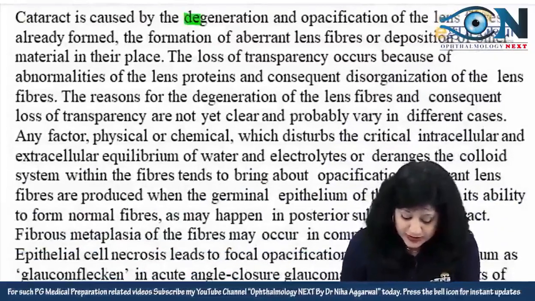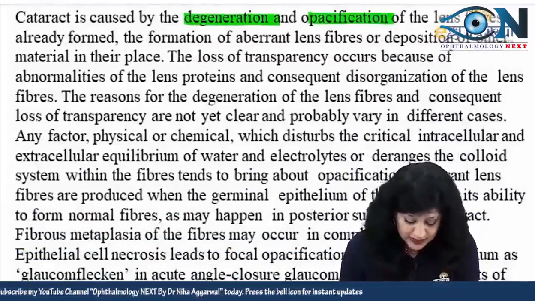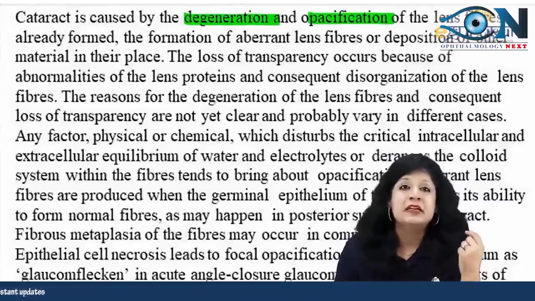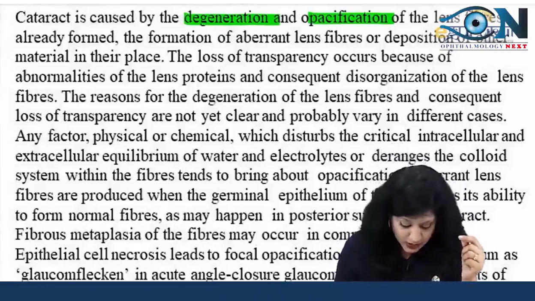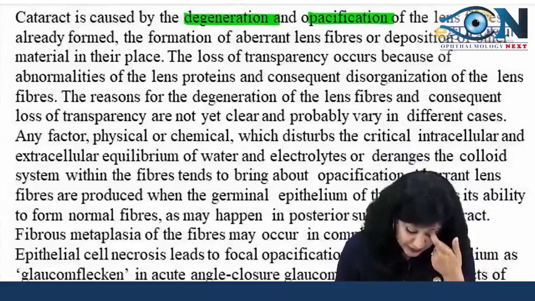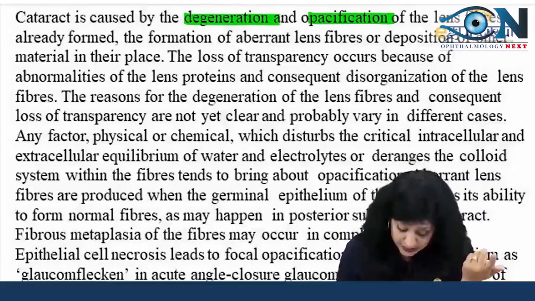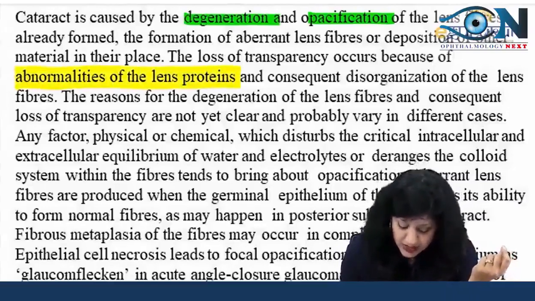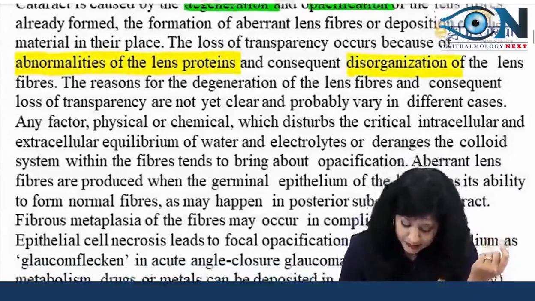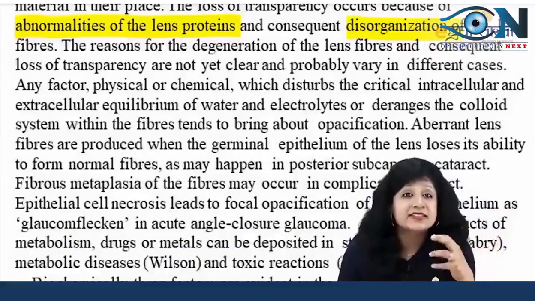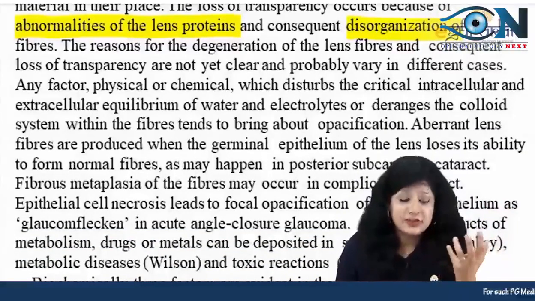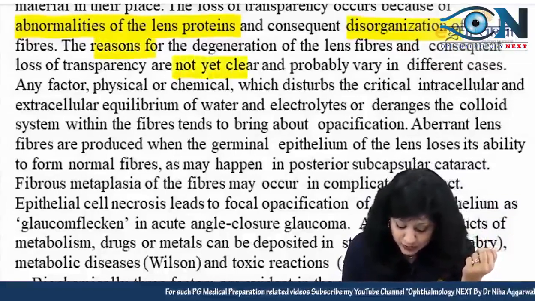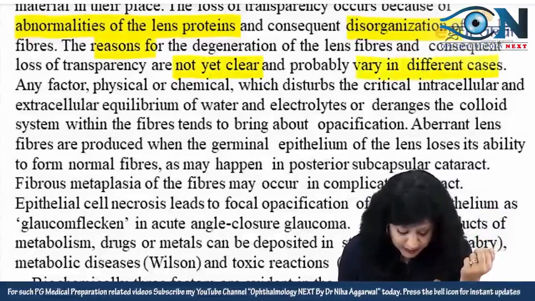Cataract is caused by the degeneration and opacification of the lens fibers. However, we can have different things responsible for this degeneration as well as opacification. The formation of aberrant lens fibers and deposition of certain materials could also be there. Loss of transparency occurs because of abnormalities of the lens proteins. There can be disorganization of the fibers. Now, what are the reasons? The clear-cut reasons for the degeneration of the lens fibers and the loss of transparency are not yet clear. Probably they vary in different cases.